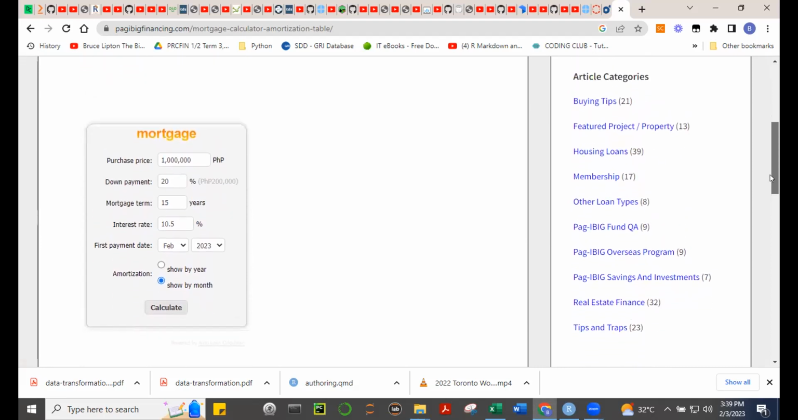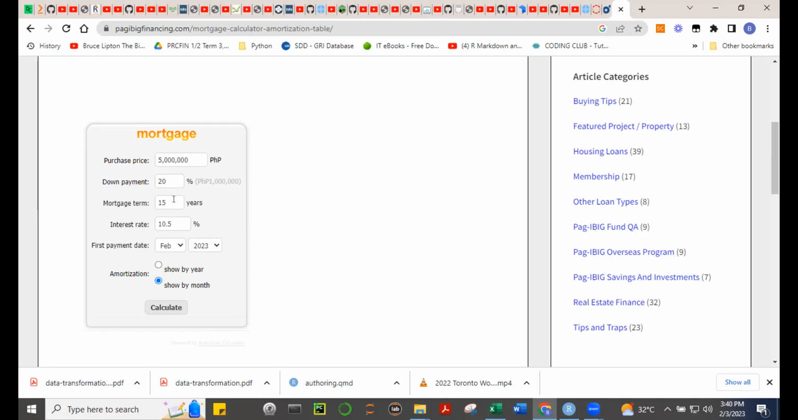All right. So let's assume that we're buying a house and we're going to loan it from Pag-ibig. The amount is 5 million, and usually you'll not be able to borrow everything. You'll have to have an equity. Okay, so let's suppose that the equity that you're going to contribute is 20%. Okay, 20%, and then let's assume that the mortgage term is 15 years.